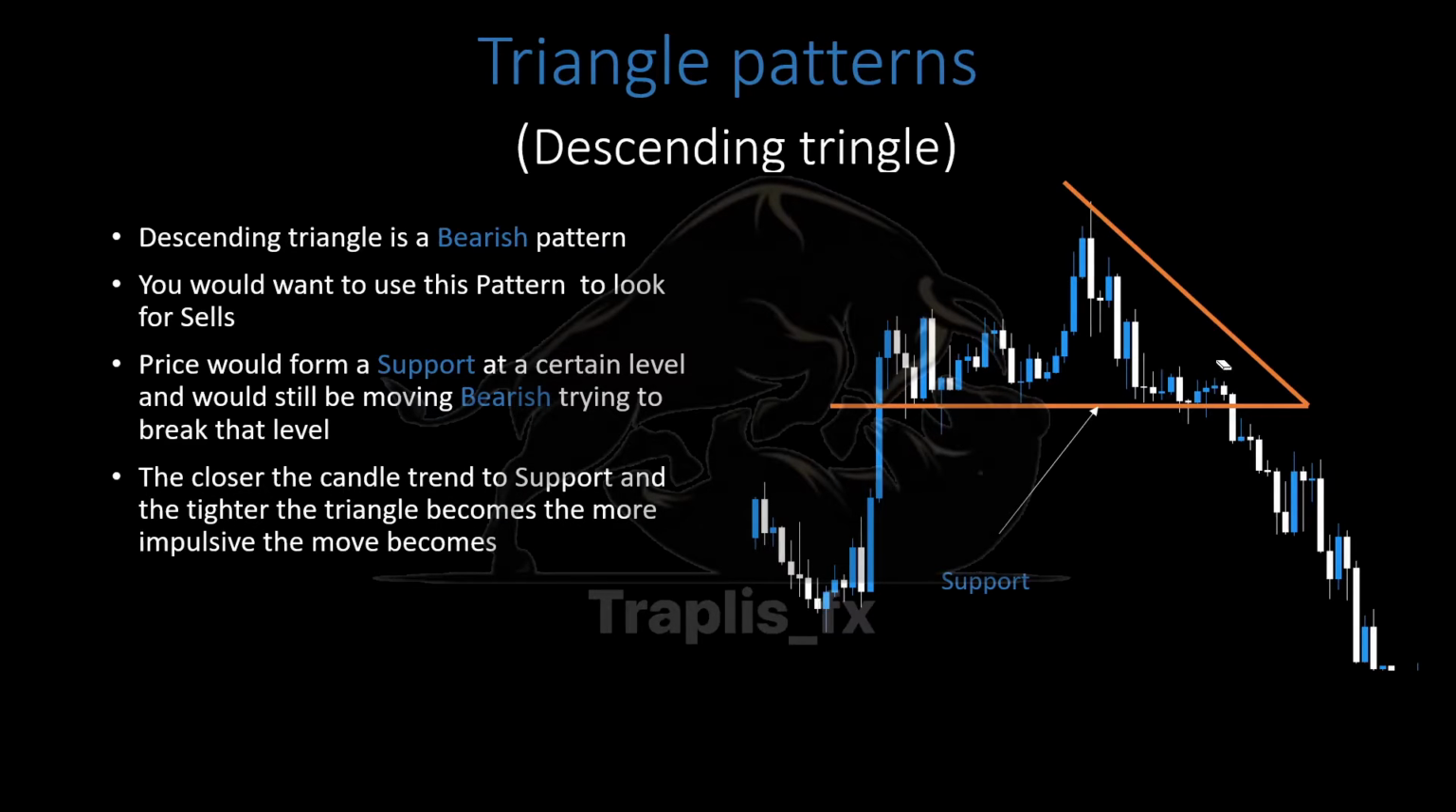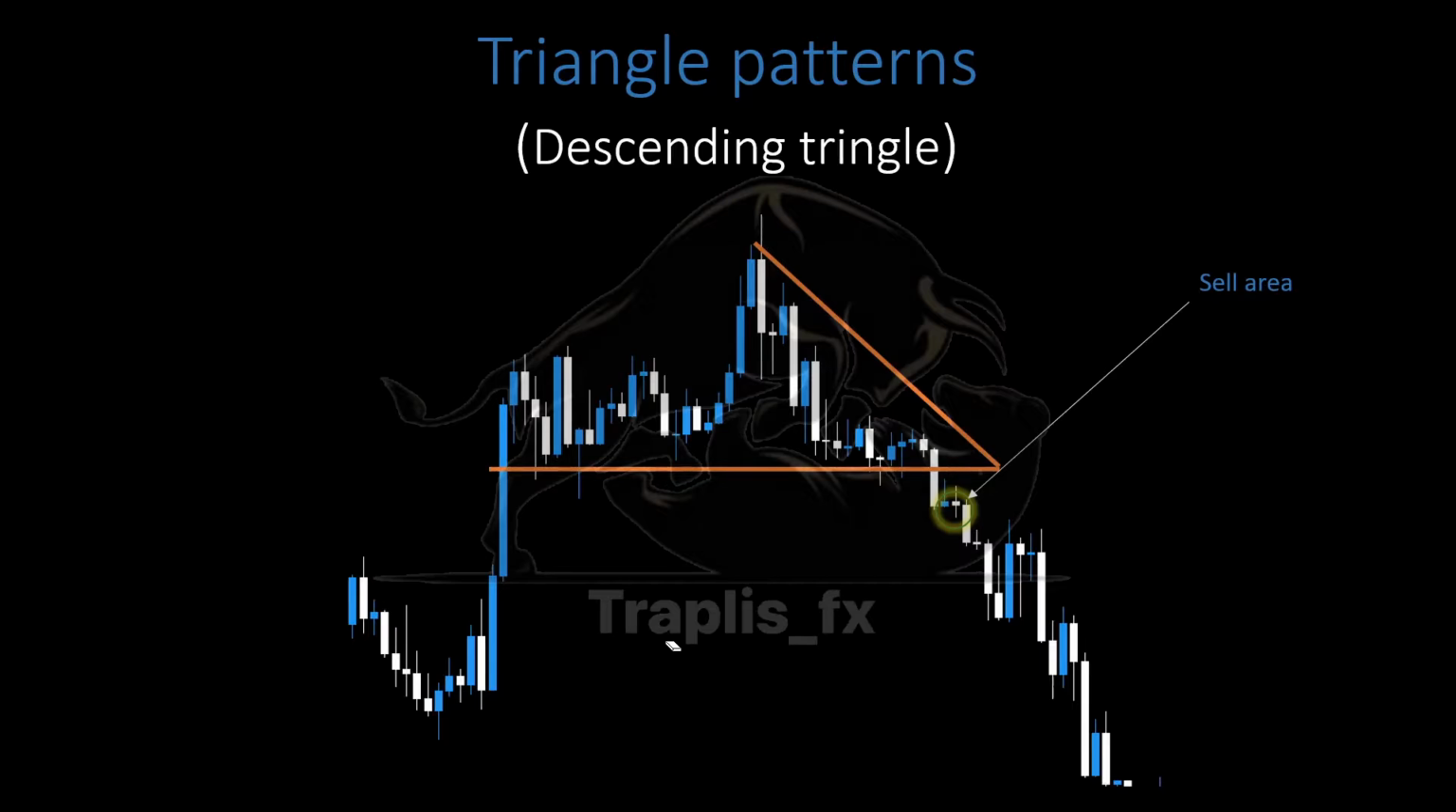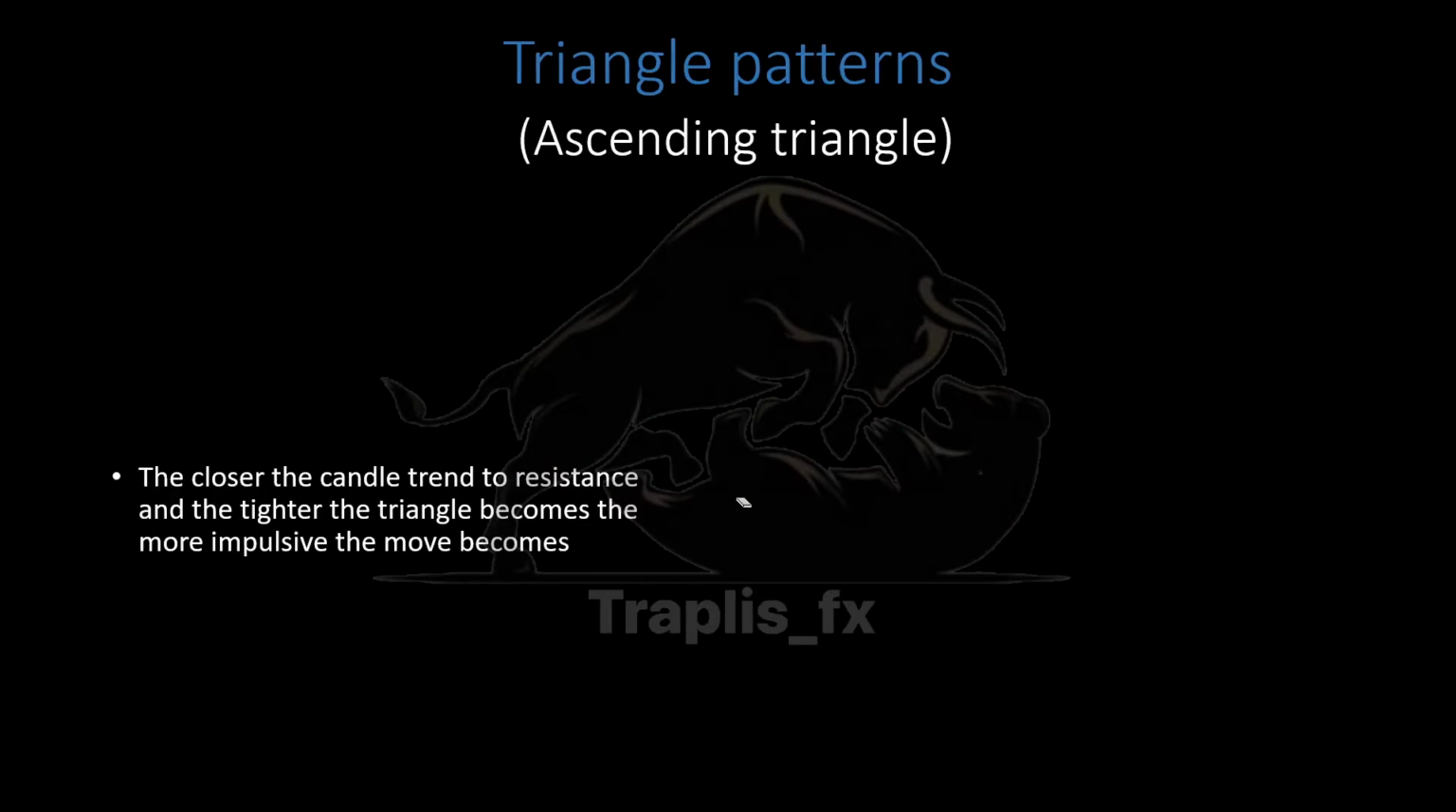Like I said before, the closer we get to the angle over here or anywhere, the stronger the move and the more valid the move is. If you can see here, price rejected, and then we have one bearish close. So when you have that, you just need to look for the confirmations to take sells, which is over here after the break of that support.